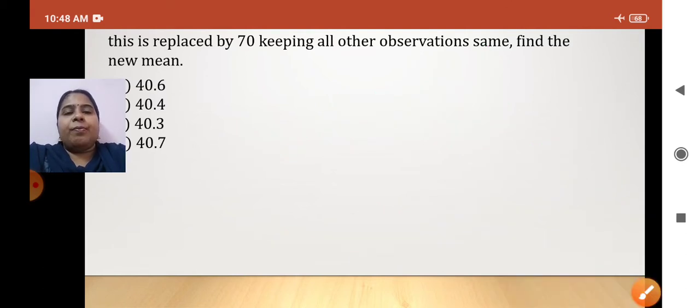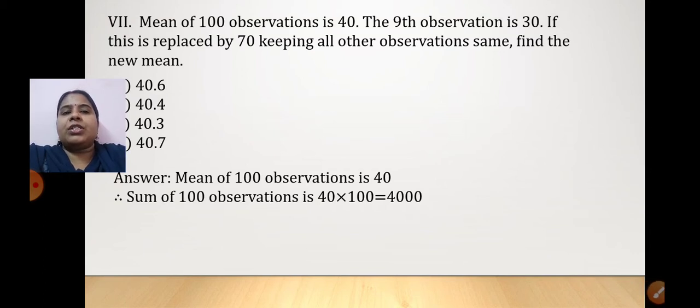The first step is mean of 100 observations is given as 40. Okay, so sum of 100 observations will be what? 40 into 100. Yes, what is the formula? Mean into number of observations. So it will be 40 into 100. How much do we get? 4000. I hope you are understanding this. The formula is mean into number of observations. So that will be 40 into 100, that is 4000. Okay, then this 4000 will include the sum of all 100 observations.